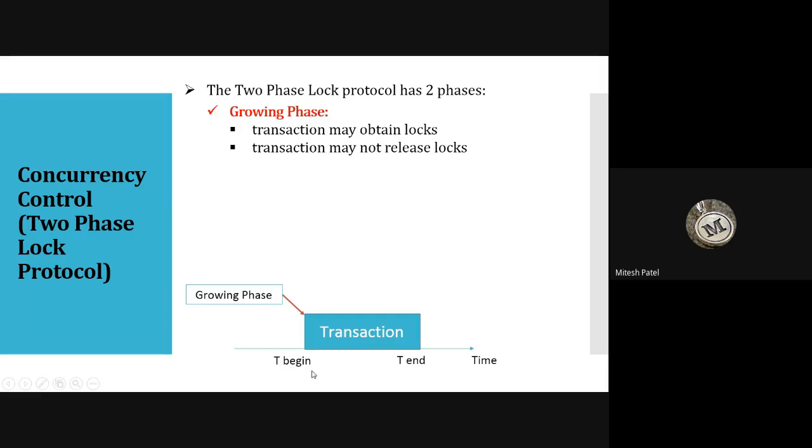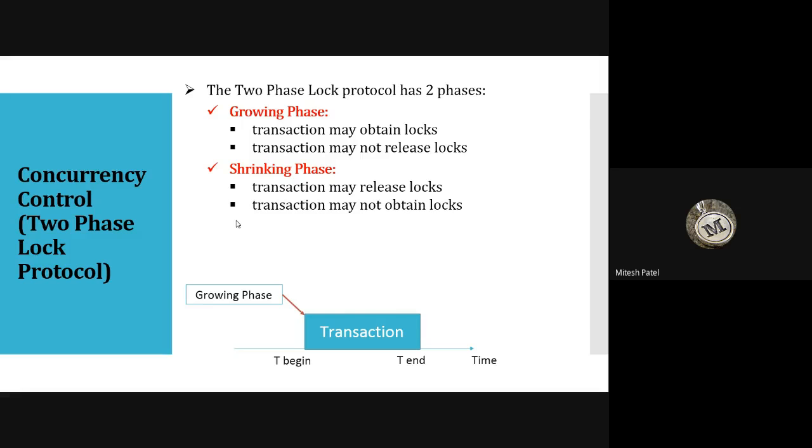So the growing phase starts from the beginning. Whenever a transaction starts, the growing phase first starts to obtain the locks, and at the end, or maybe at some point, it will start the shrinking phase. It is the reverse of the growing phase. In a growing phase, we may obtain the locks. In a shrinking phase, we may release the locks, but we cannot get the locks. So in a shrinking phase, a transaction may release the locks, but may not obtain the locks. So this is the shrinking phase.